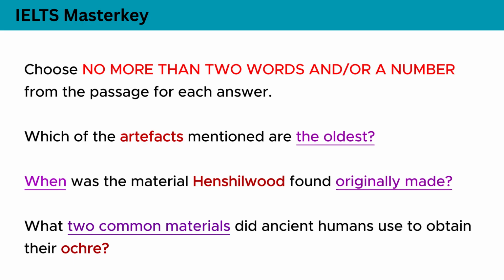And the last example: what two common materials did ancient humans use to obtain their ochre? Here, ochre is the location keyword, and two common materials is the detail keyword. We have to go to the part of the passage that talks about ochre, and there we have to find two materials that are used to obtain ochre. That's it, simple as that.